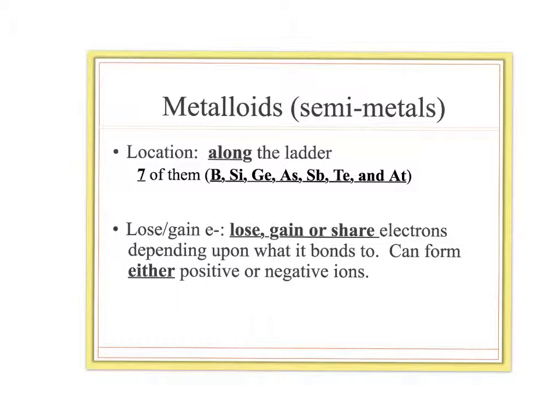They will lose, gain, or share electrons depending on what they want to bond to, and they can form either positive or negative ions. So as you can see, metalloids, they don't know how to make up their mind about anything. Sometimes they do this, sometimes they do that. Each metalloid has its own characteristics, so one metalloid might lose an electron and another metalloid might gain an electron. One metalloid might form a positive ion and one metalloid might form a negative ion.